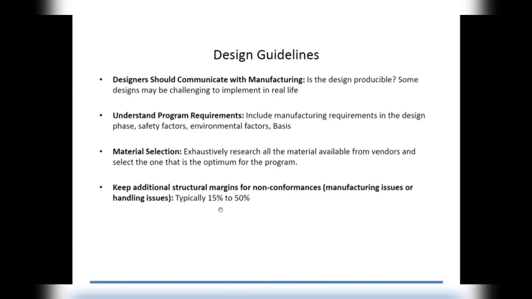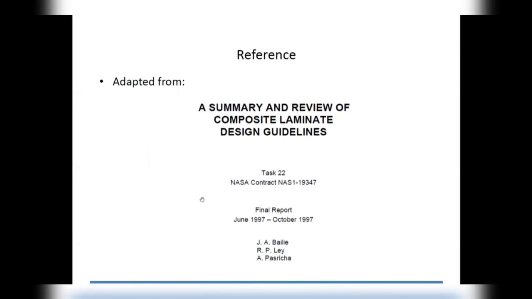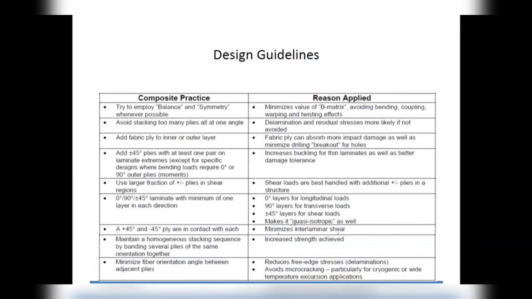I apologize for that. There is a paper that you can find. It's called A Summary and Review of Composite Laminate Design Guidelines, Task 22, NASA Contract NAS-1-19-347, published in 1987. There are even better design practices and guidelines available. But here's another point of view from a different set of eyes.